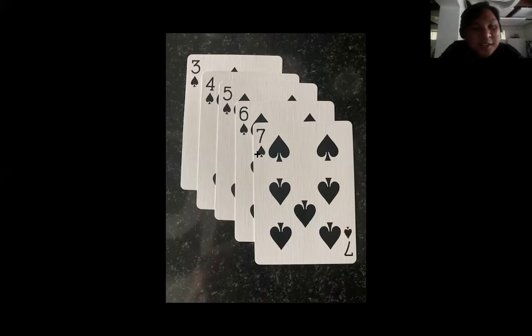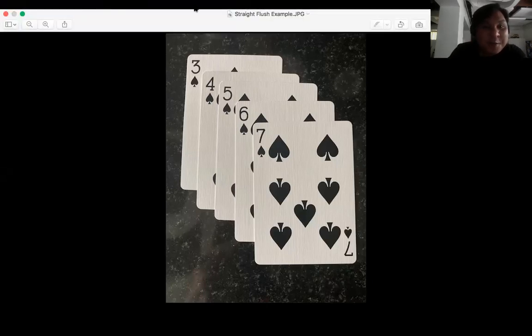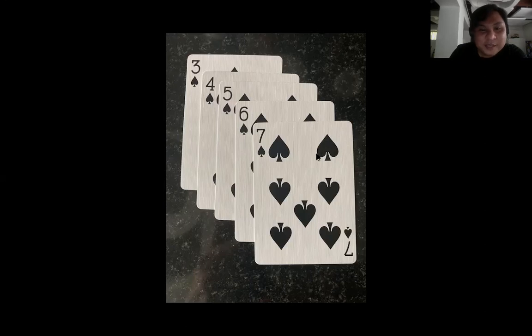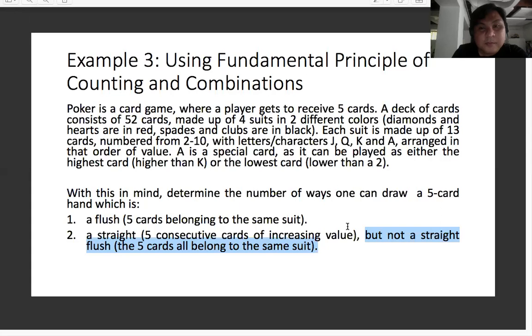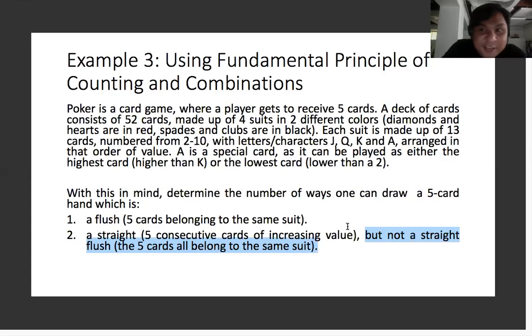So the question for number 2 is: how many ways can you actually draw 5 cards which would result in a straight, but not a straight flush? If you would like, let's start with number 1 first.